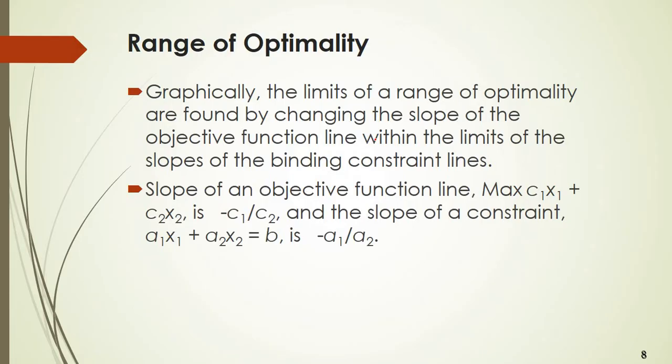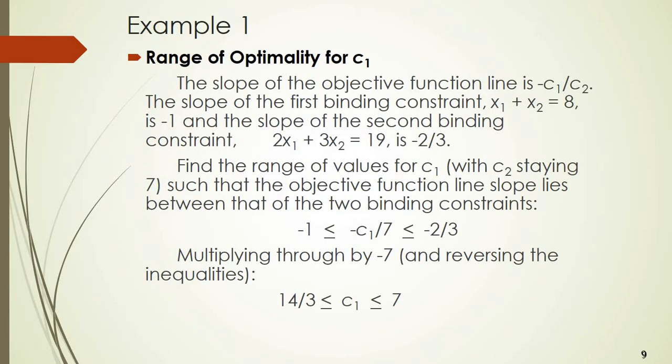The slope of an objective function line, which is max c sub 1 x sub 1 plus c sub 2 x sub 2, is equal to negative c1 divided by c2. And the slope of a constraint, a sub 1 x sub 1 plus a sub 2 x sub 2 equal to b, is negative a sub 1 over a sub 2. Let's take a look at this example.